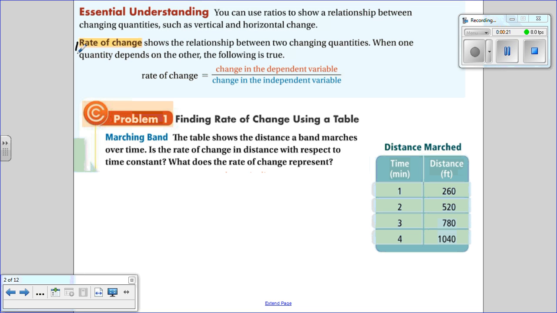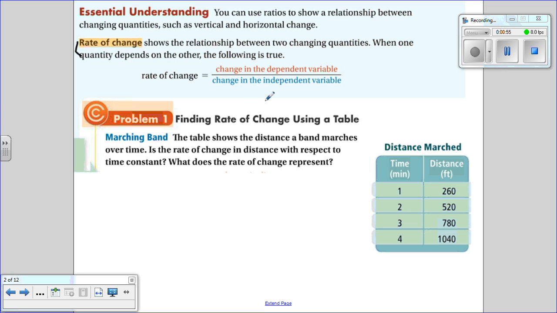So what I would suggest is that you write down this part where rate of change shows the relationship between two changing quantities. When one quantity depends on the other, the following is true. So rate of change is the change in your dependent variable divided by the change in your independent variable. If you think about how we find change, change is usually found by taking two numbers and subtracting to find out how much the change was.